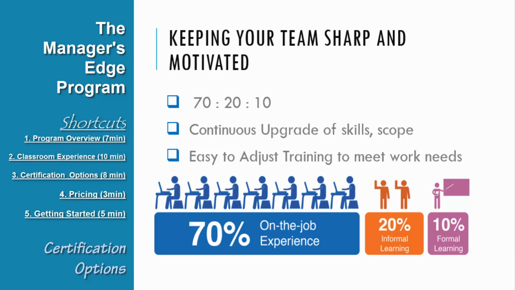Industrial training experts agree the real key to learning practical, useful jobs involves 70% of the time people actually on the job doing things hands-on, 10% of the time with formal lecture and training, and 20% with informal learning.